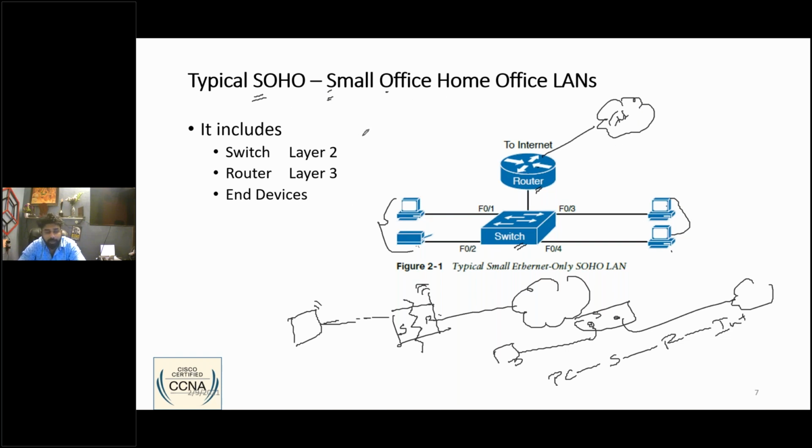In an interview, the question will be, can you draw a SOHO connection, or can you explain what a SOHO connection looks like? You should say PC connecting to switch, connecting to router, connecting to internet. You should not draw something like PC connecting to router, switch, internet. It is totally wrong. Always PC, switch, router, internet.